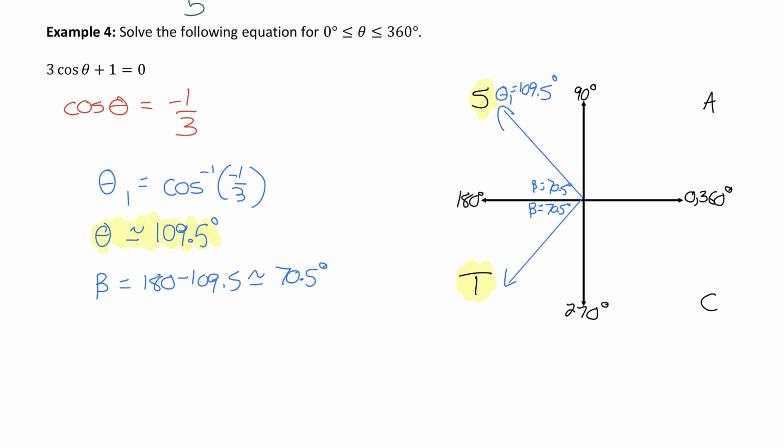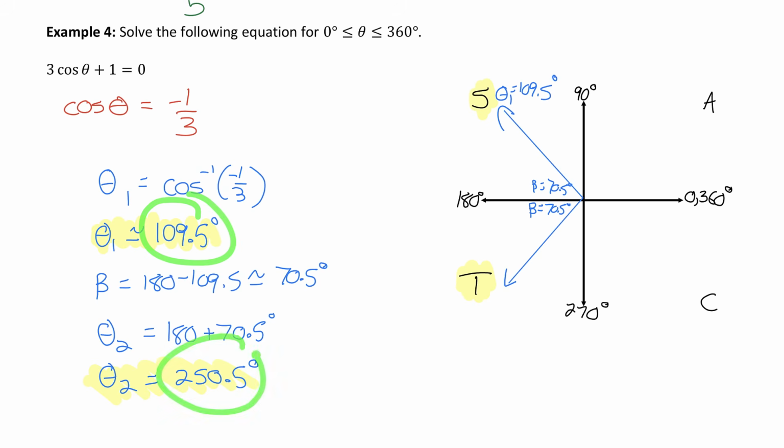And that would allow me to easily calculate my second principal angle. I know it goes past 180 by 70.5 degrees. So I would do 180 plus 70.5 degrees, which means my second principal angle is 250.5 degrees. So there are my two answers to this question. You could take both of those answers, sub them in for theta into the original equation, and it should make it true.